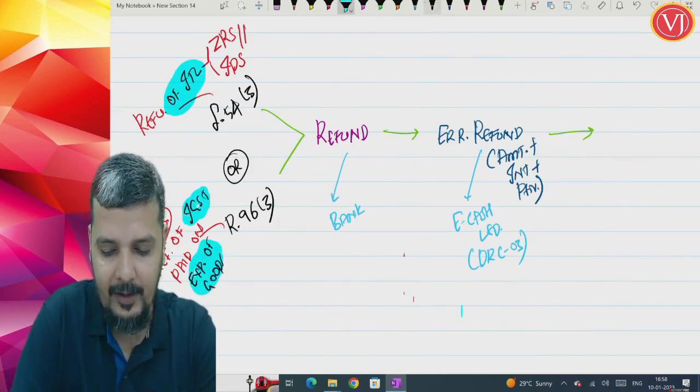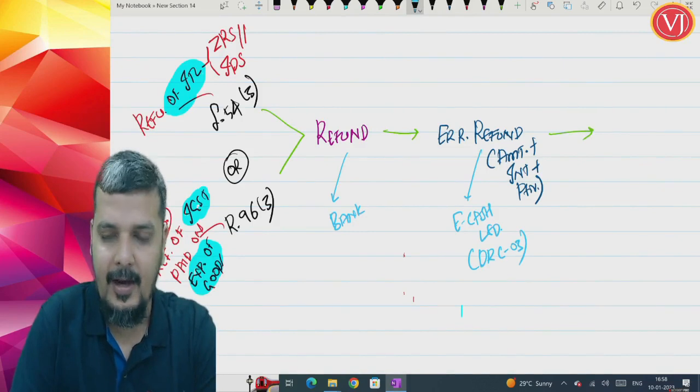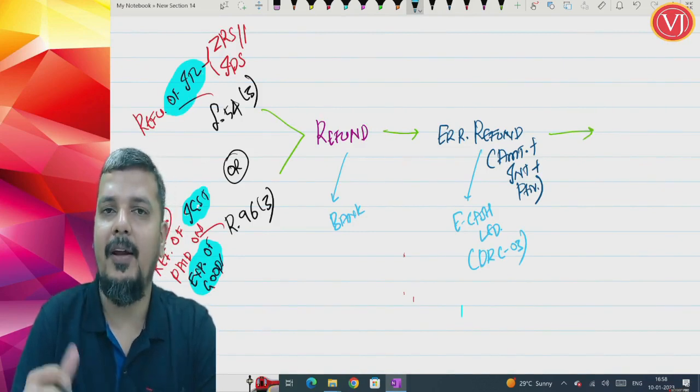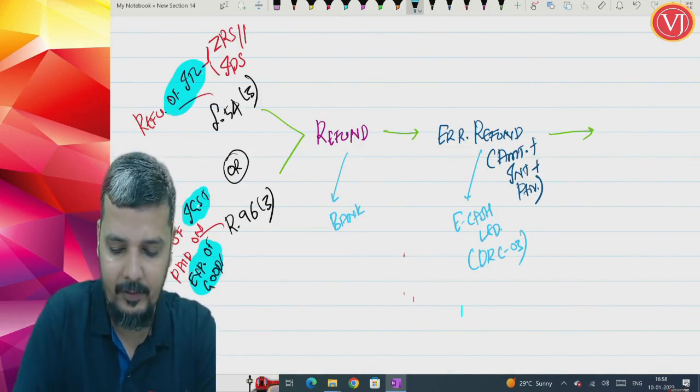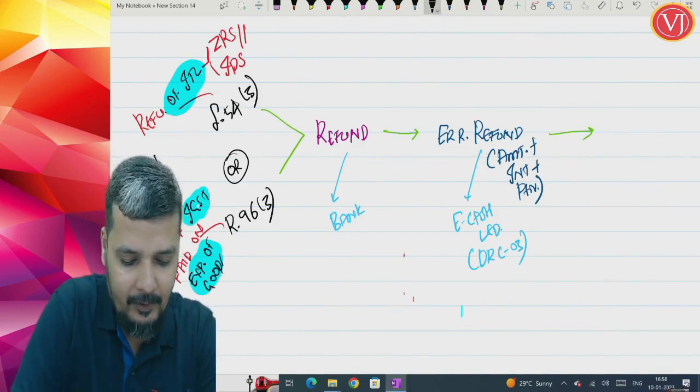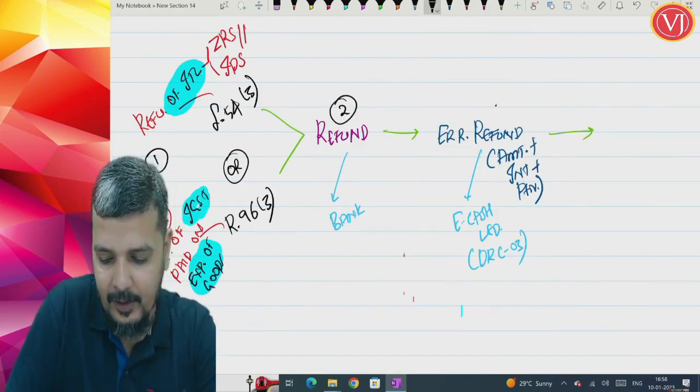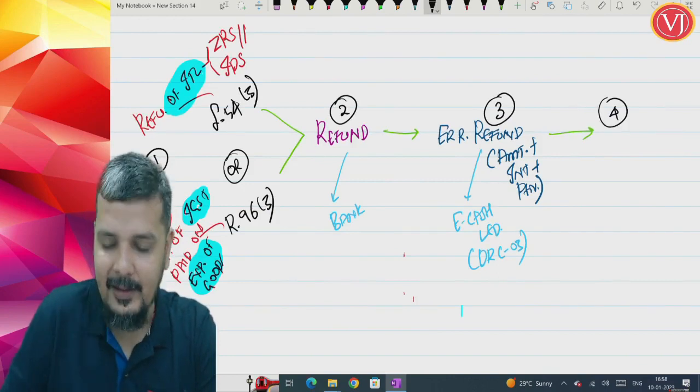So first you had some credit, or you paid IGST first. So that was the first process. Then you went for refund. Then there is erroneous refund. Finally, what they are telling?